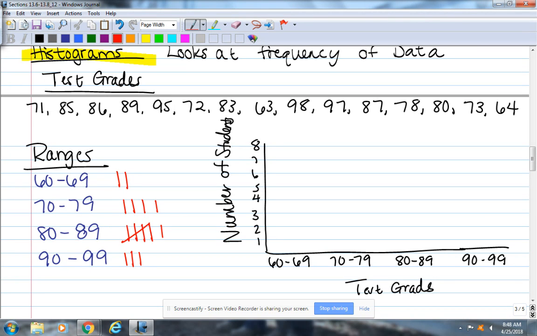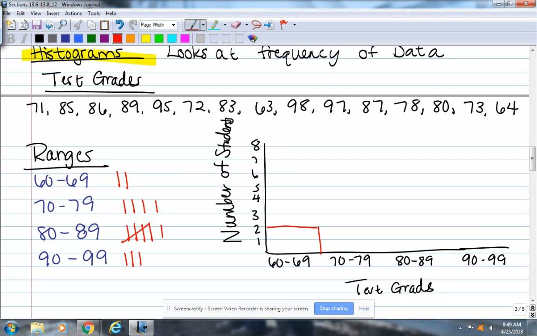Okay, so a histogram, then you make a graph of your data. And so we've got the ranges across the bottom. Those are our test grades. And then the number of students who made those scores on the vertical axis. So how many students made in the 60s? 2. So I go up to 2 and draw a bar. So it's kind of like a bar graph, but not really. And also histograms need to be touching from one bar to the next.